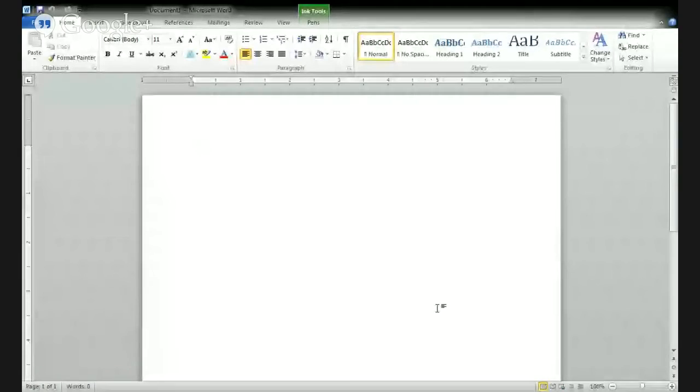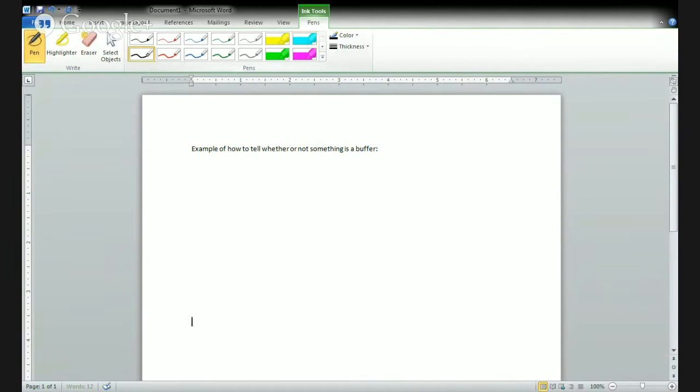So the first question I got was an example of how to tell whether or not something is a buffer. All right, so that's a great question. So I'm going to go ahead and give myself some space here so I can type in the next question after that. So, how to tell whether something is a buffer or not. Well, a couple of things you want to keep in mind when you're trying to determine if something is a buffer or not is first you want to ask yourself what types of acids are present.